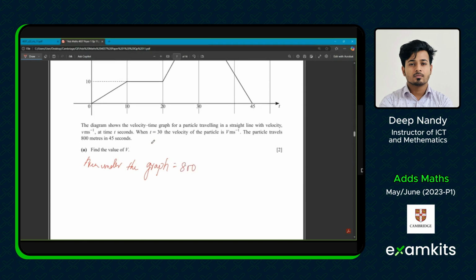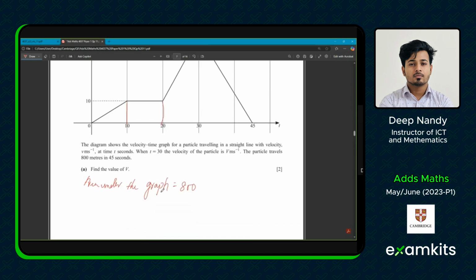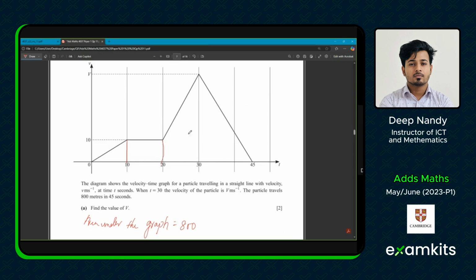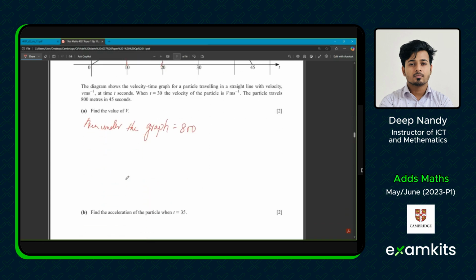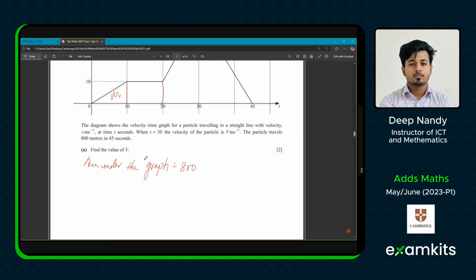This graph has been divided into one triangle, one square, and one trapezium. We can also divide it into more parts, like a right angle triangle, a square, and other triangles. So first we're going to solve it in the graph. So half into 10 into 10. This part we are going to solve first.